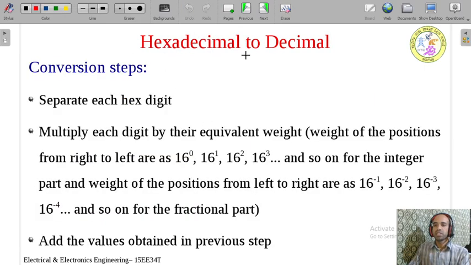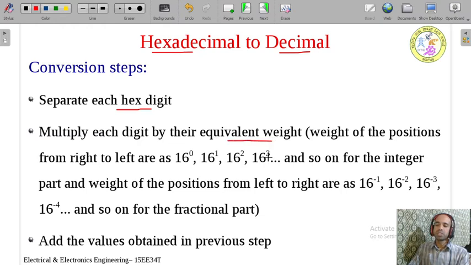Next we shall see hexadecimal to decimal conversion. How to convert hexadecimal numbers into decimal numbers. See, first you need to separate each hex digit, and multiply each digit by its equivalent weight.